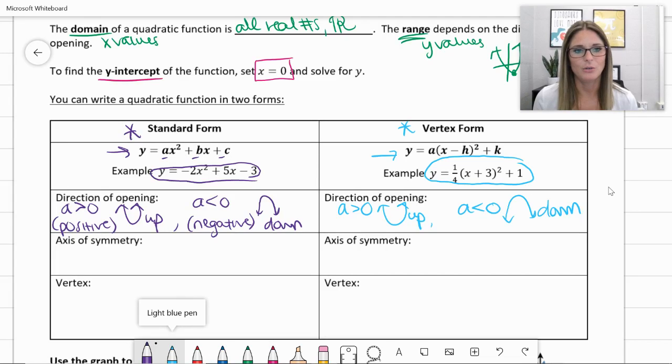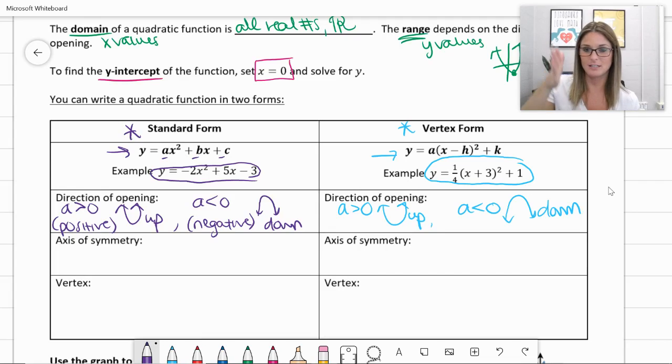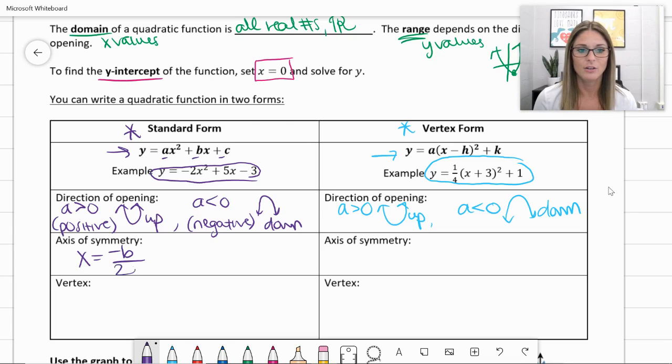Let's go back to standard form and look at axis of symmetry. So axis of symmetry is right down the center of my parabola. How will I find my axis of symmetry? Well, my axis of symmetry is going to be x equals something, which will define a vertical line for you when you graph it. X equals negative b over 2a is the formula to find the axis of symmetry of a quadratic in standard form.